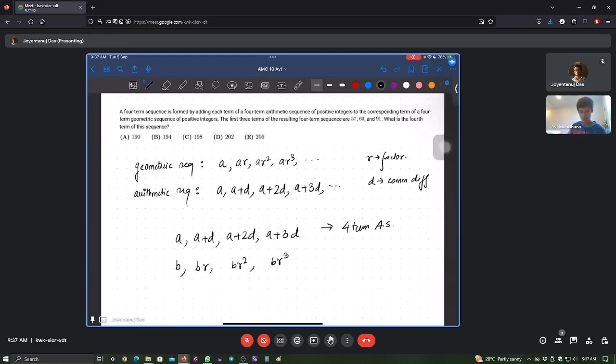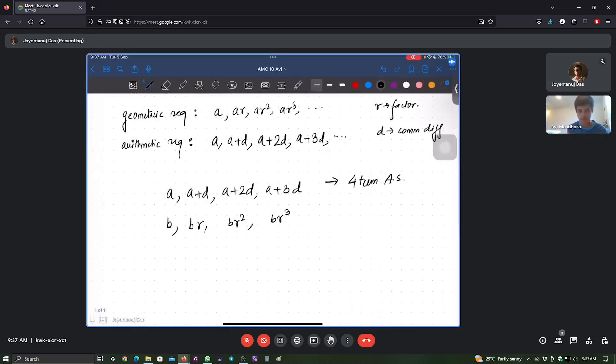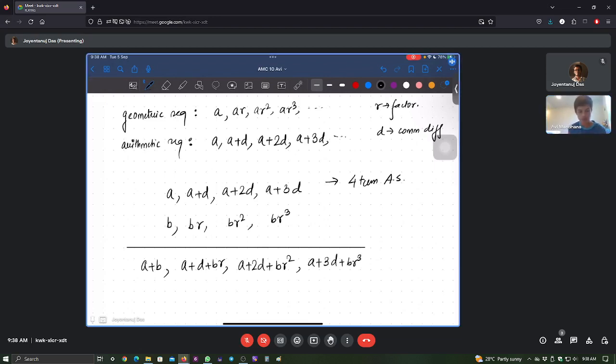So you have to form a new sequence by adding each term, right? So you have to add these two terms, a plus b. So this is my new sequence. Tell me what will be my new sequence if I add them. So a plus b, a plus d plus br, a plus 2d plus br squared, and a plus 3d plus br cubed. Right, so this is my new sequence.